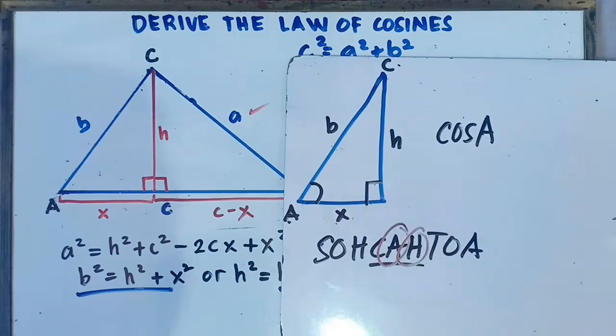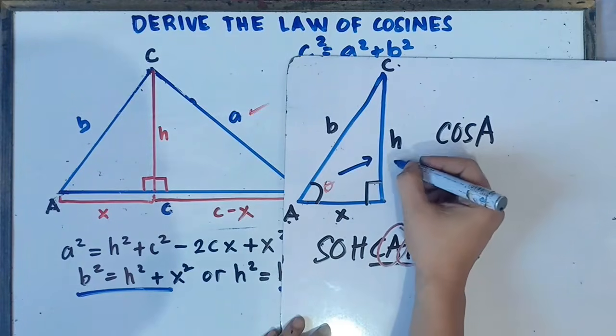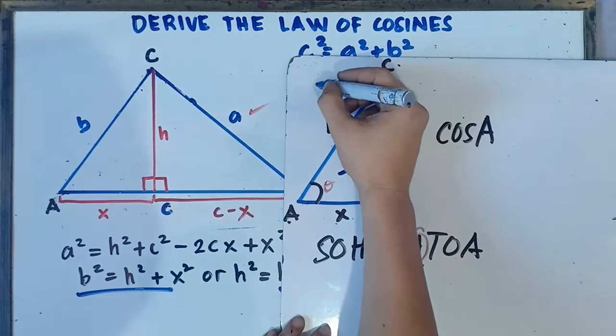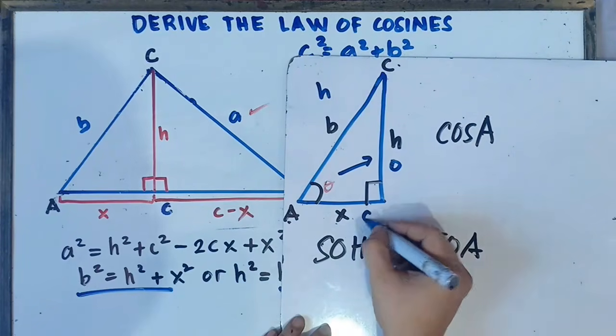Now, this is your reference angle. This one right here, reference angle. Opposite of this angle is what we call the opposite. This is the opposite. Therefore, this is the hypotenuse, right? The longest side, and this will be the adjacent.